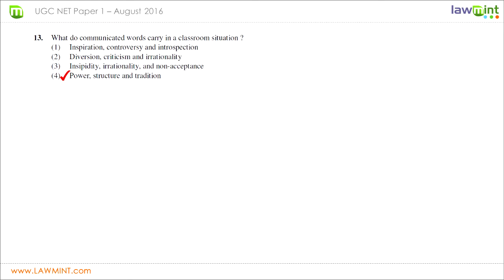Question number 13 asks us, what do communicated words carry in a classroom situation? Now, the correct answer as per the official answer key is option 4, which is power, structure and tradition. However, you can always argue that communicated words can carry any of the attributes mentioned in the other answer choices.